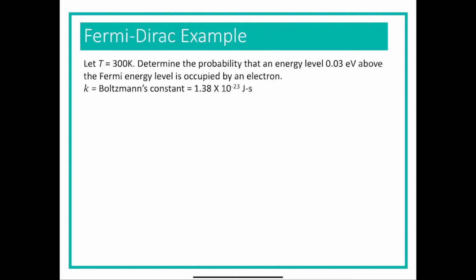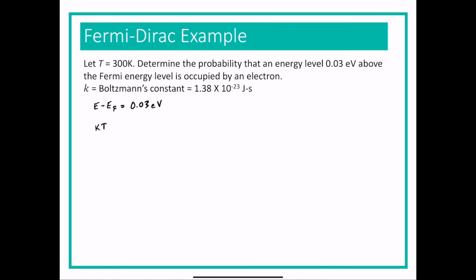All right. This is the other type of example we can do with this. These are finally the kind of problems you might see one or two of on the actual test or the homework. So, you can wake up for a minute. We want to determine the probability that an energy level 0.03 electron volts above the Fermi energy is occupied by an electron. That's basically what the Fermi-Dirac function will do. So this means that E minus EF is going to equal 0.03 electron volts.